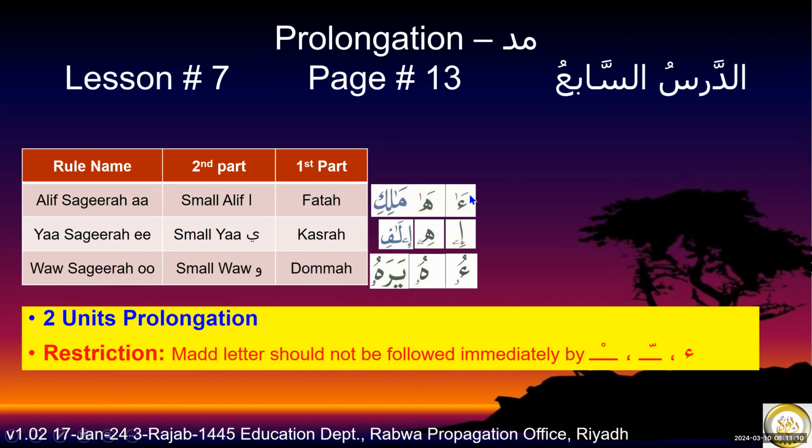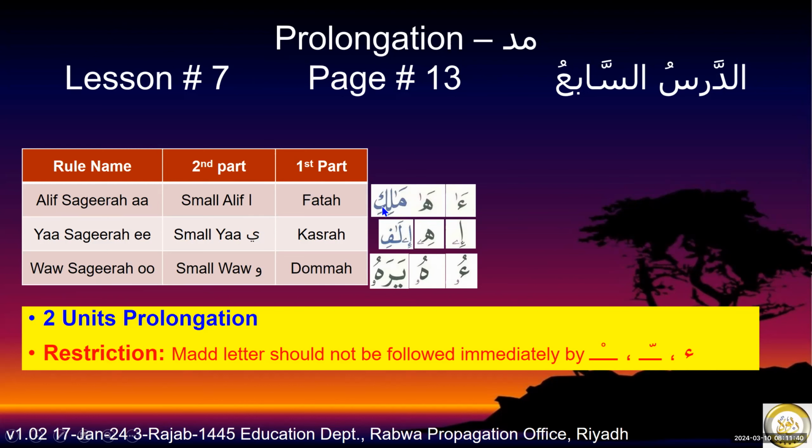So when a letter has fatha immediately followed by a small alif, you must prolong 2 units. If you don't prolong, that is not correct. So here it is Alif Sageerah. How do you read the sounds? Hamza Fatha Alif Sageerah Ha. This is the way you have to read it.